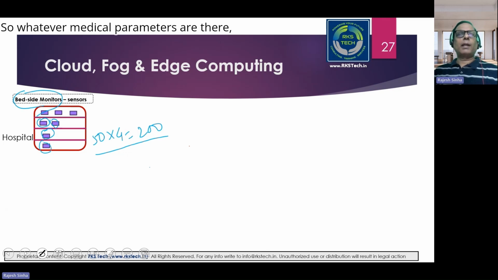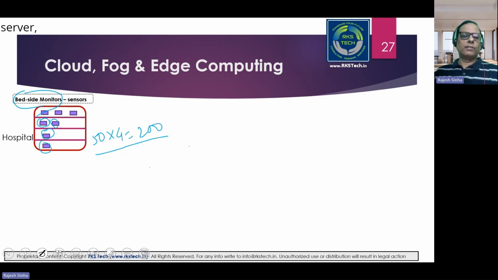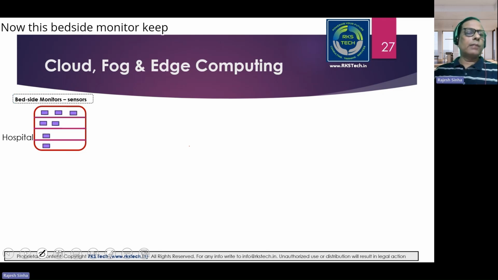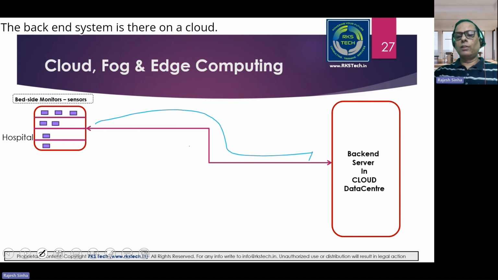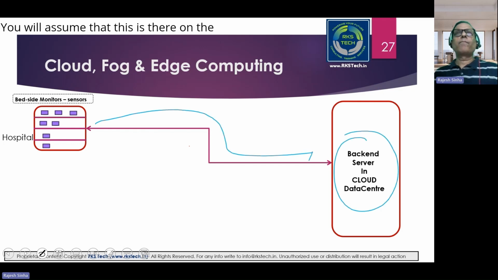So whatever medical parameters are there, this bedside monitor will keep detecting those parameters, and at a certain frequency, let's say every 30 seconds or maybe every minute, it will keep sensing those parameters and it will keep sending them to the backend server. Now this bedside monitor keeps capturing the data and keeps sending the data to the backend system, right? The backend system is there on a cloud. You will assume that this is there on the cloud.